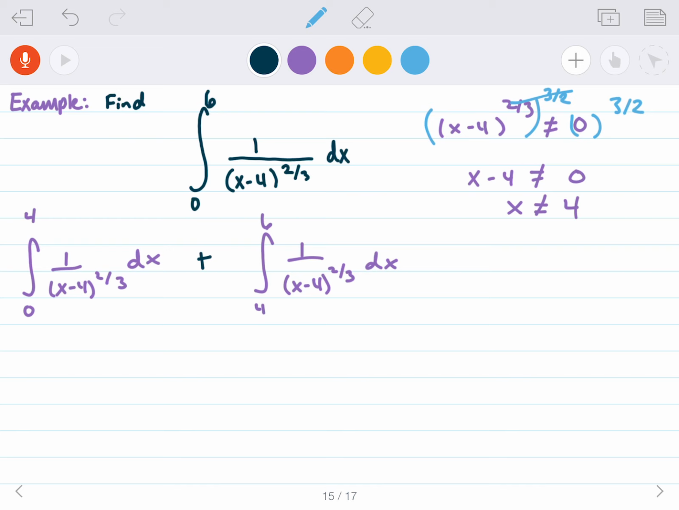So let's set this up in terms of limits. So the first one, our 4 is in the upper bound, so we're going to replace that with b. I like b for the upper bound. So let's say the limit as b goes to 4 of this integral, and we're going from 0 to b. Plus, this time our lower bound is 4. So I'm going to say the limit as a goes to 4, and I'll replace the lower bound 4 with a.